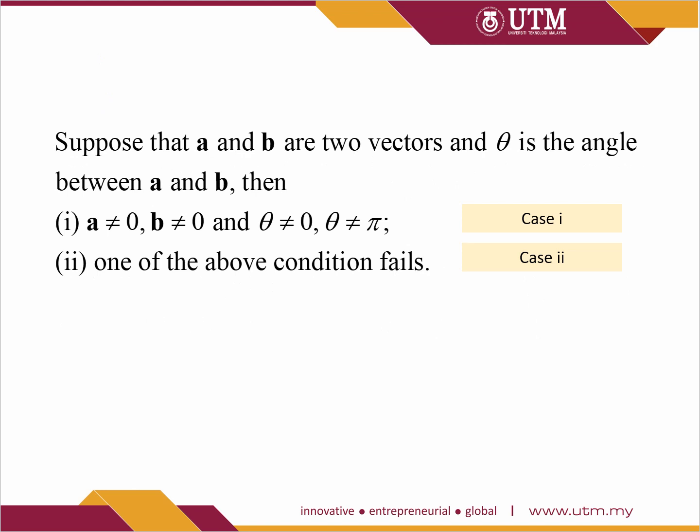Alright, so suppose we have two vectors and there is an angle between A and B. There are two cases, just like I mentioned in the dot product. Case 1: A and B are not equal to 0 and theta is also not equal to 0 and not equal to pi. Case 2: if one of the above conditions fails. Later I will explain case 1 and case 2.